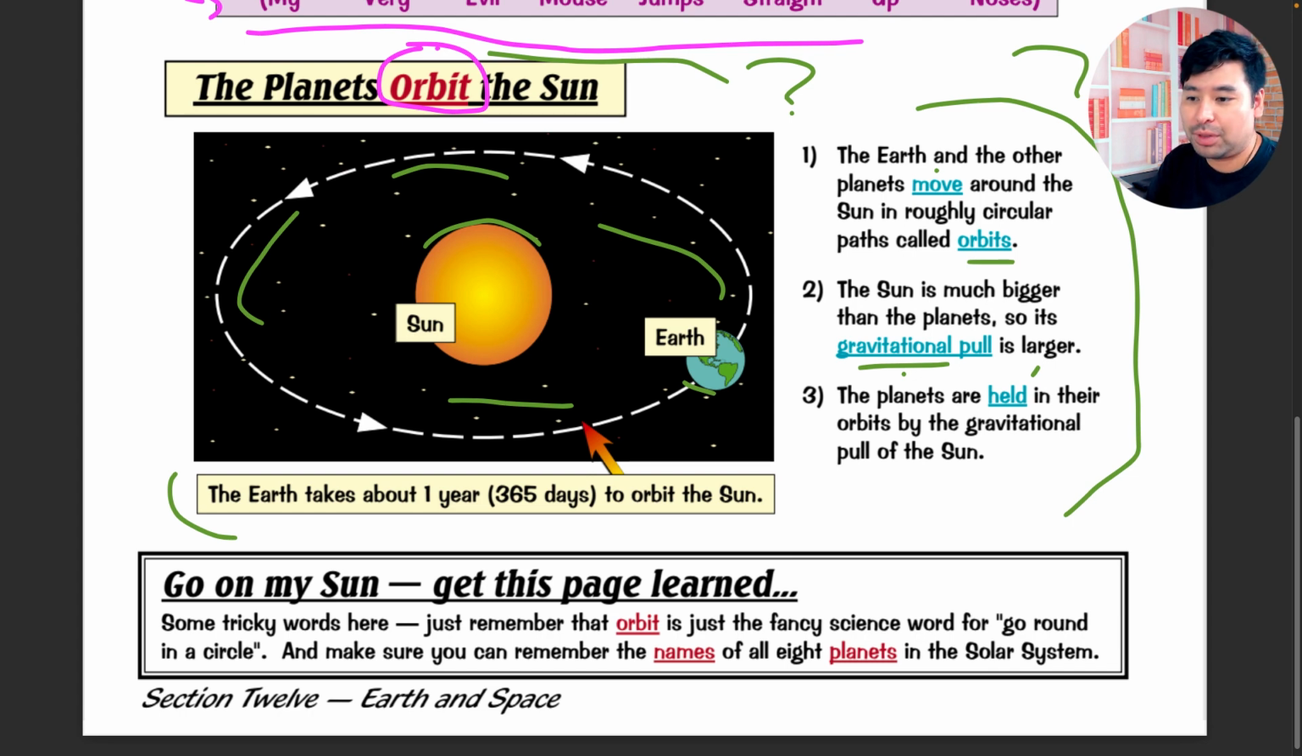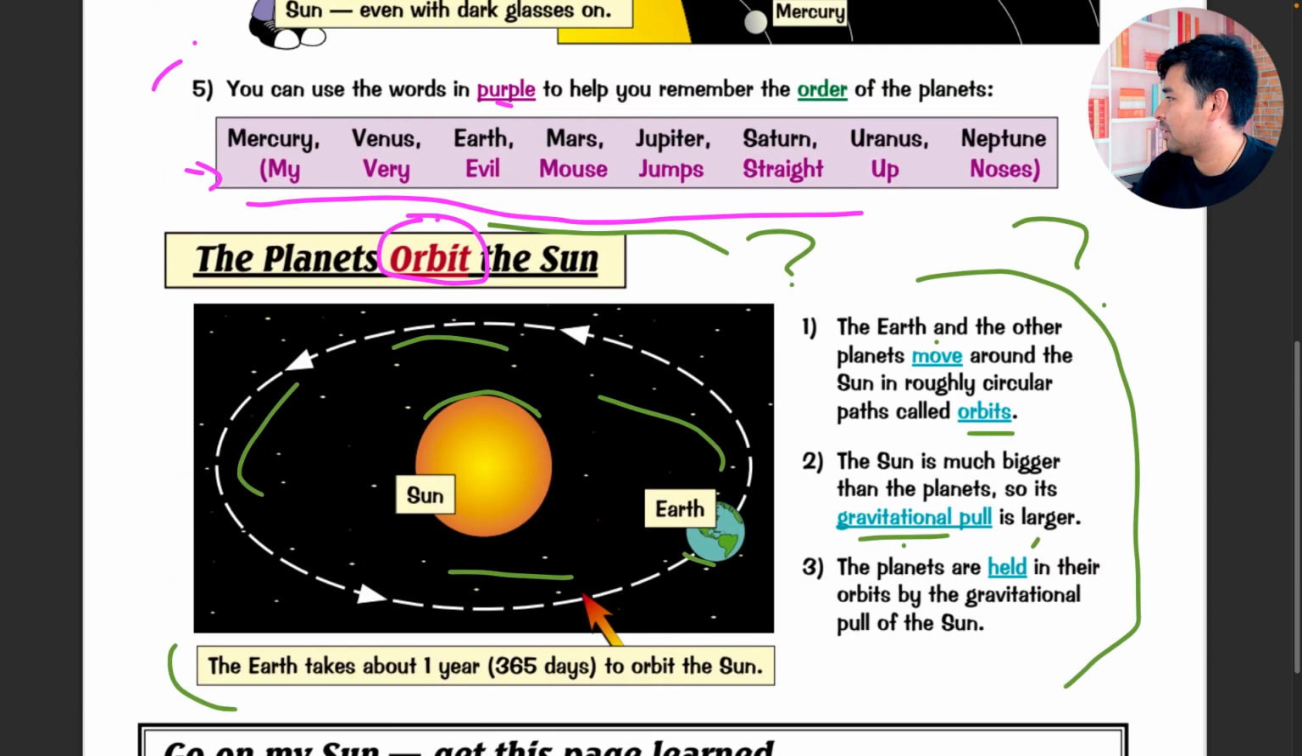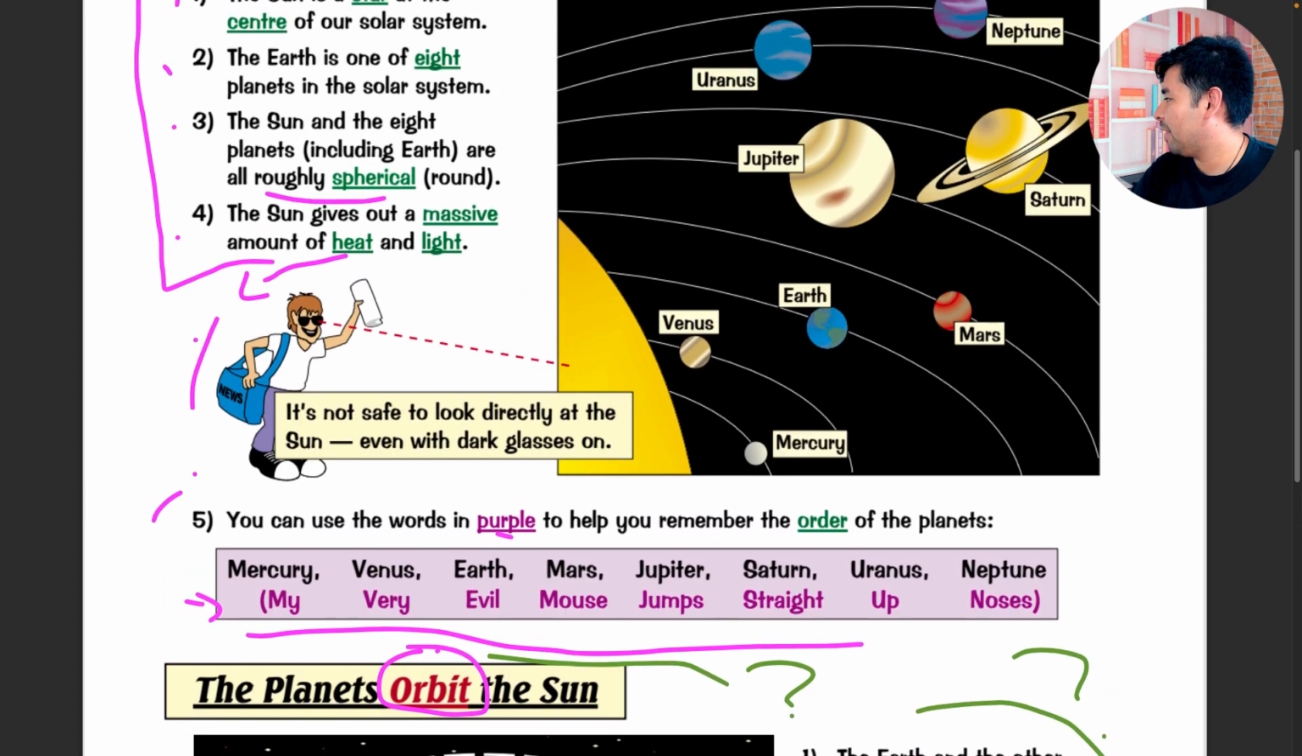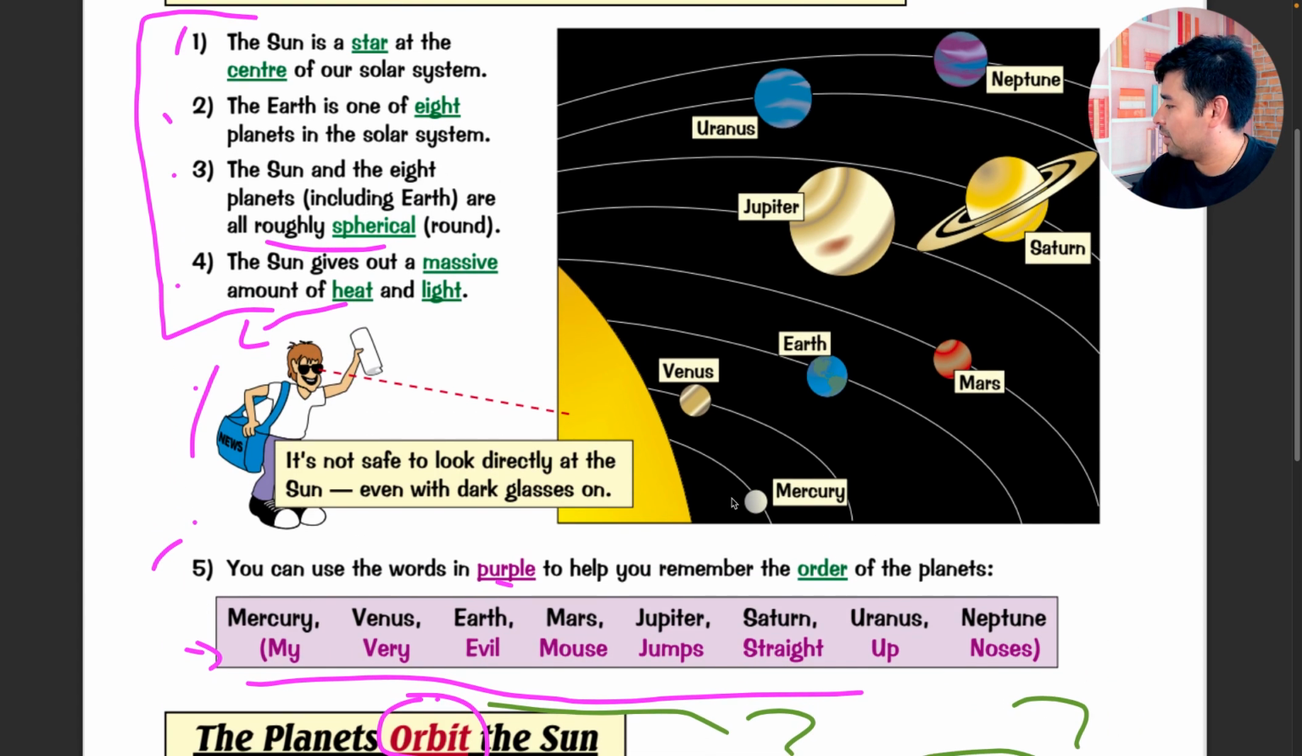So, can you remember the names of the 8 planets? Let's see. Mercury, Venus, Earth, Mars, Jupiter, Saturn, Uranus, and Neptune. If you forgot, like, what is the first one? Is it Mercury? Is it the second one? Yeah, this is the first one, Mercury, and then Venus, according to which one is closest to the sun, right? So this is the order that we go.